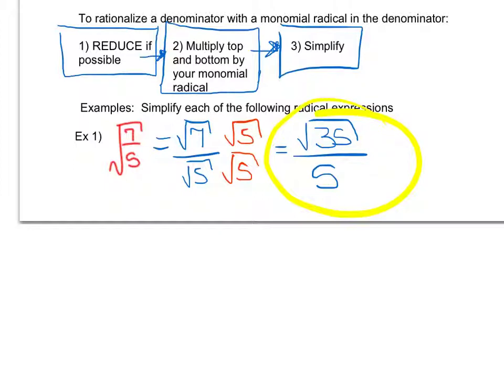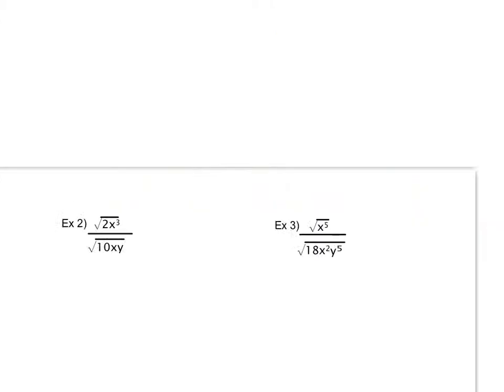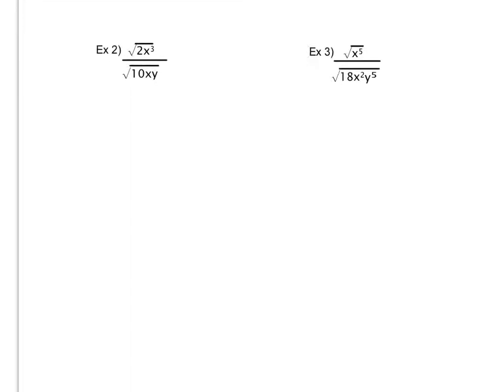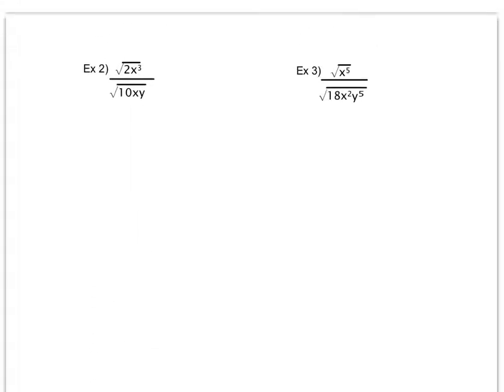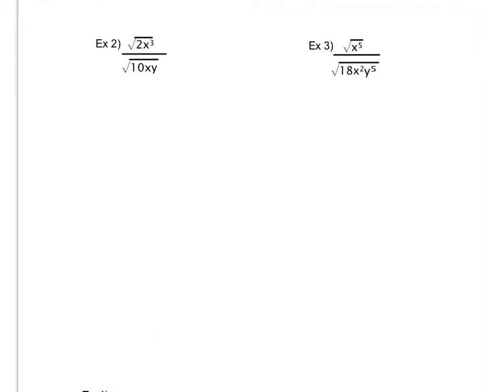Looking at a few more examples of this. I have example 2 and 3, and then example 4. So first I'm going to look at example 2, then example 3. I'm going to go through those same steps in that flow map. So step 1 of my flow map told me to reduce if possible.